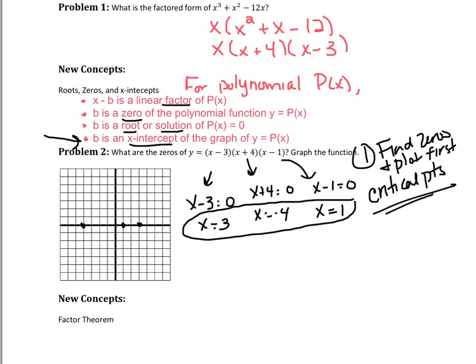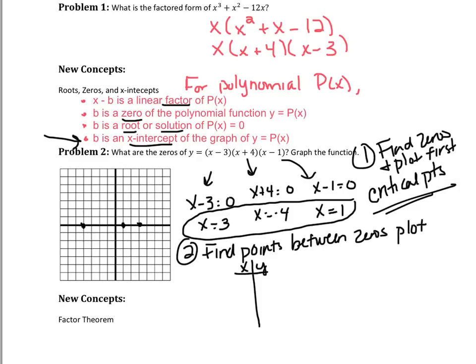Once you've found your zeros and plotted those, the next thing you want to do is find points between your zeros and plot. Because we need to kind of know what's happening in between those zeros. So honestly, I'm going to just create a table of values here. And so I need some numbers between negative 4 and 1. Let's just plot like negative 2, negative 1, 0. I also need some numbers between 1 and 3, so I'm going to plot 2.